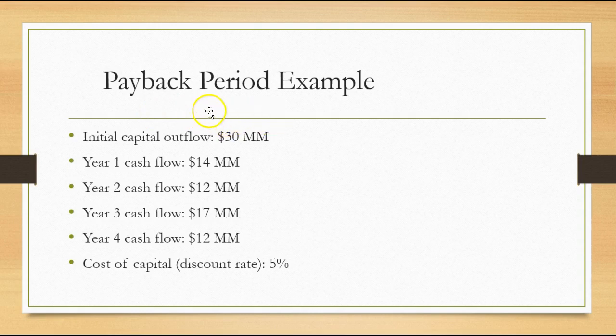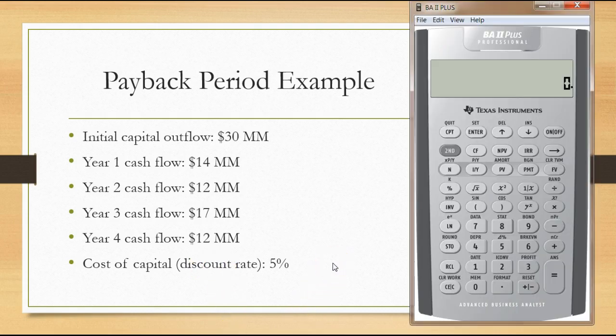Okay, so we have an initial capital outflow for a project of $30 million, followed by 4 positive cash inflows, which you can see are 14, 12, 17, and 12 respectively over the next 4 years. And we're going to use a discount rate, or our cost of capital, of 5%. So let's bring up the calculator here and see how we can enter some of these numbers to get to the payback period.